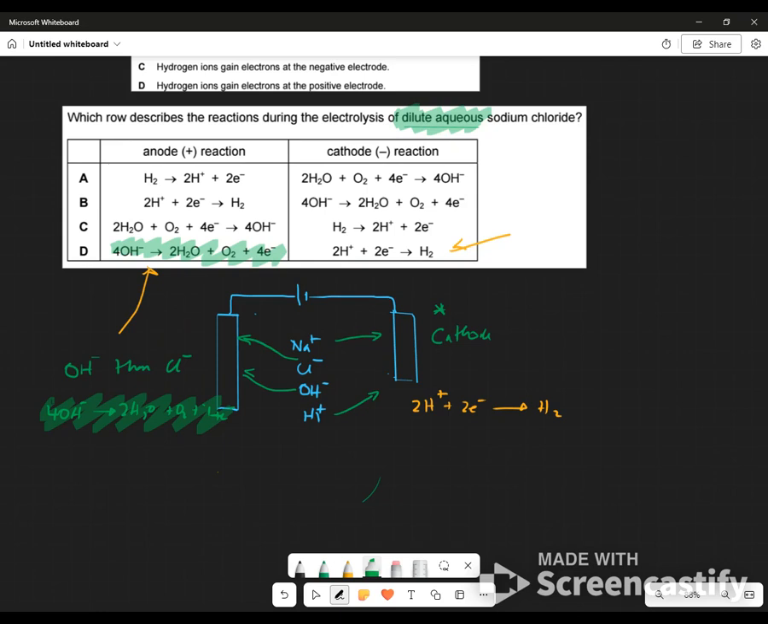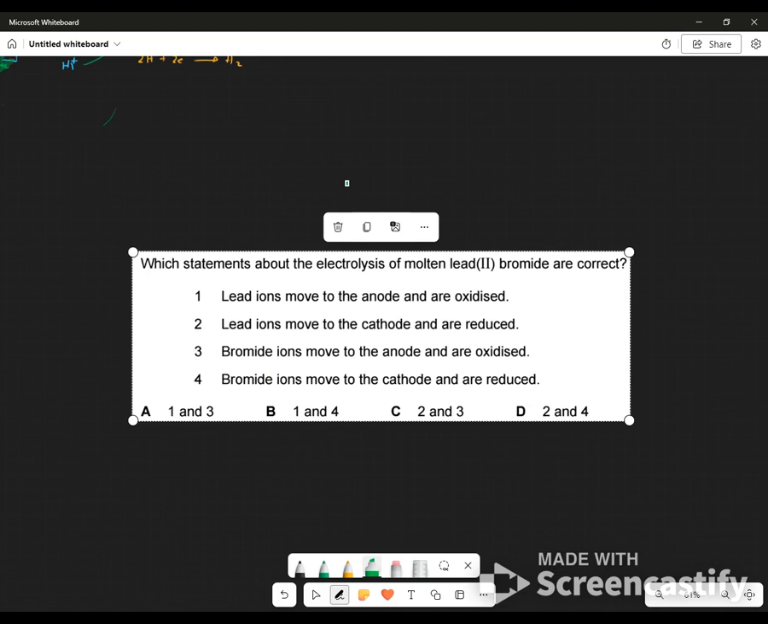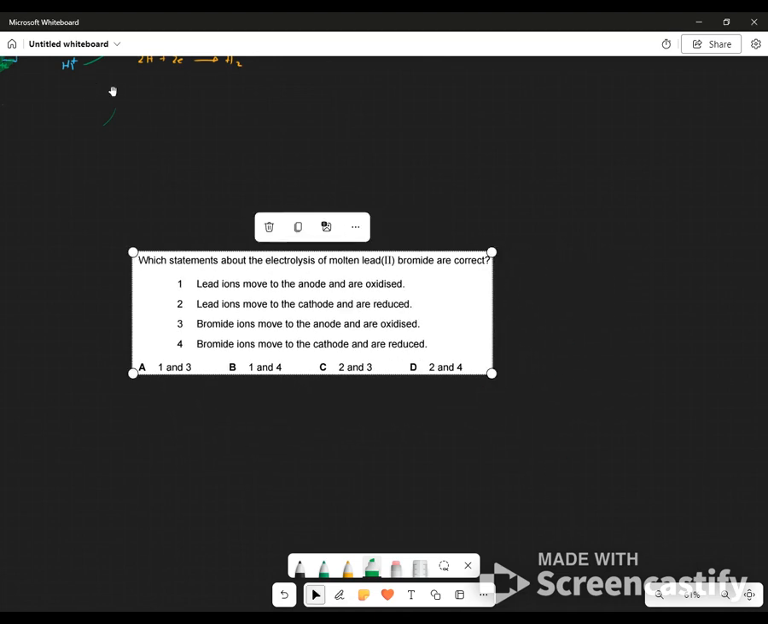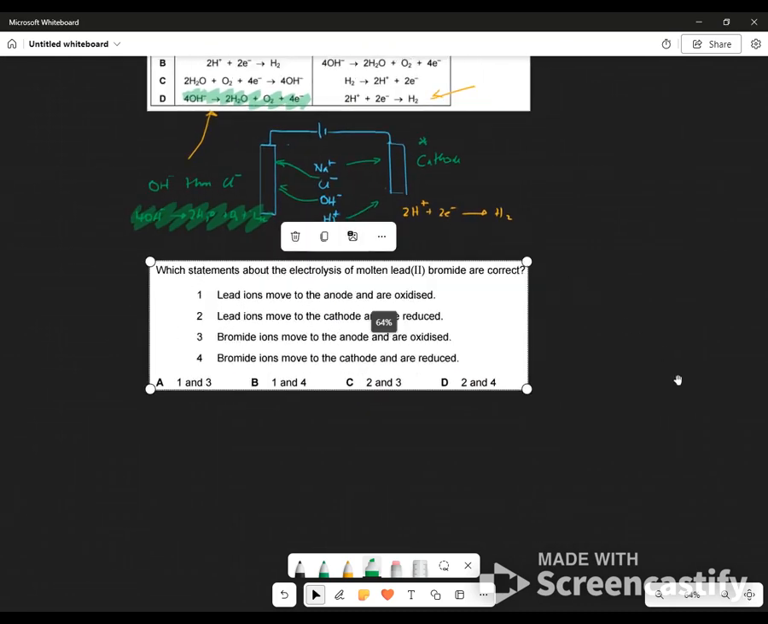All right, how about this one? Copy this one and stick this one up. This one is, well, it's not hard. None of them are hard if you know what's going on, but they can be quite awkward. Okay, so now we're looking at lead bromides. And let me make it bigger.